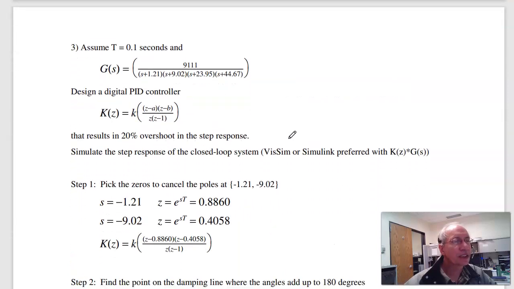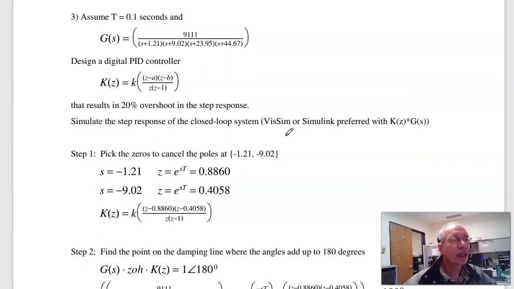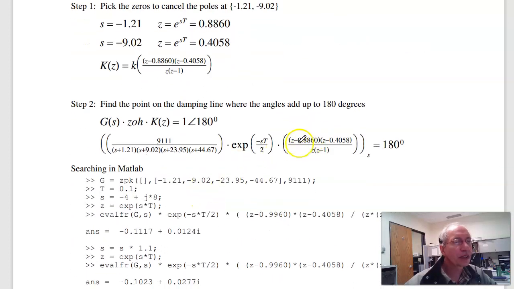Problem 3 says design a PID compensator. Now in the z-plane, PID means proportional integral delay, not derivative. So here's my delay of 1 over z. There's my integrator. I've got 2 zeros to put anywhere I want. Pick those 2 zeros to cancel your 2 slowest poles. So the pole at minus 1.21 goes to 0.88. The pole at minus 9.02 goes to 0.405.